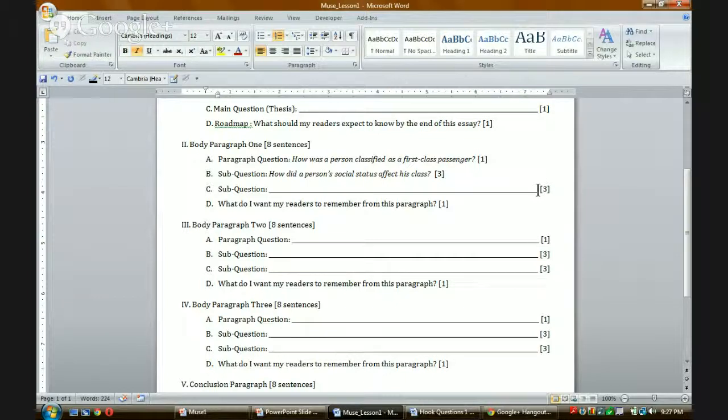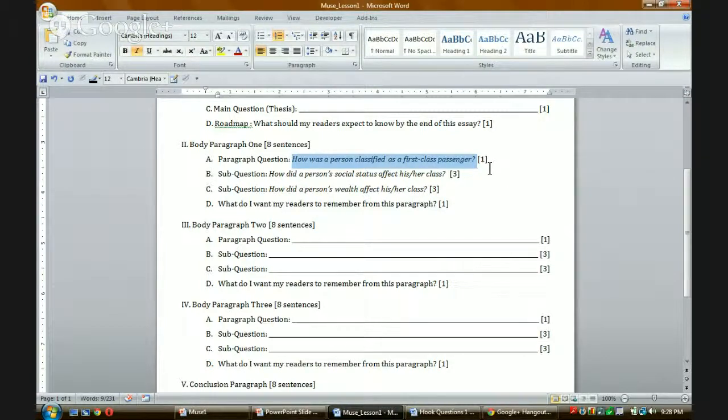And then for your second sub-question, let's say that you want to talk about their wealth. So how did a person's wealth affect his or her class? So these two questions will help develop this main point.